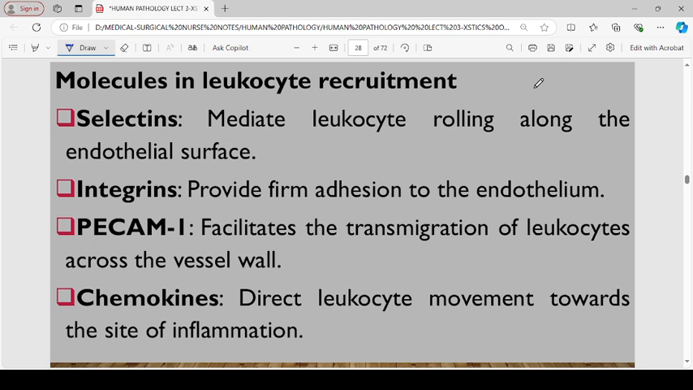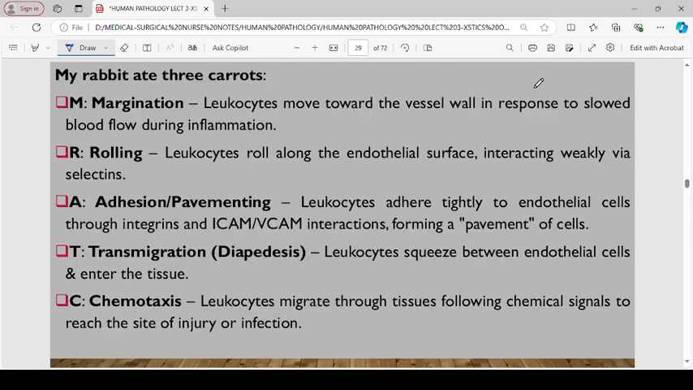So, ladies and gentlemen, we have some molecules in leukocyte recruitment that play a key role. We have mentioned the selectins, which normally mediate leukocyte rolling along the endothelial surface. We also have the integrins, which provide firm adhesion to the endothelium. Then you have PECAM-1, which facilitates the transmigration of leukocytes across the vessel wall. And then chemokines, which direct leukocyte movement towards the site of inflammation. So those are the mediators that play a critical role.